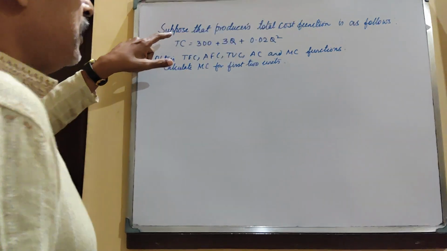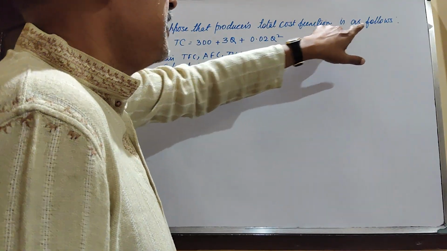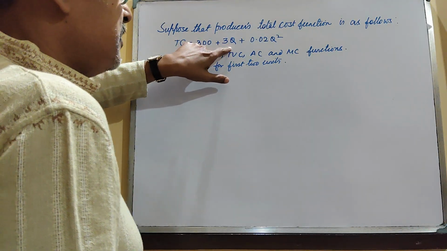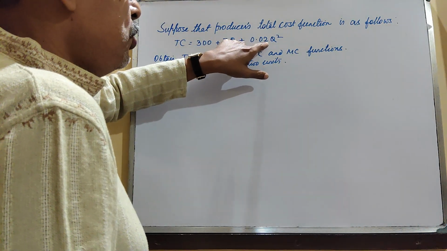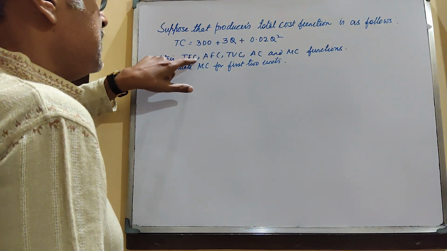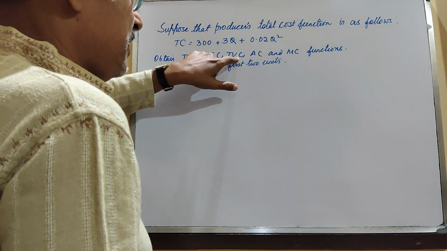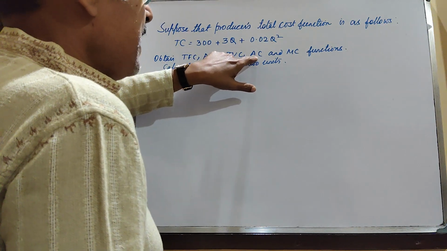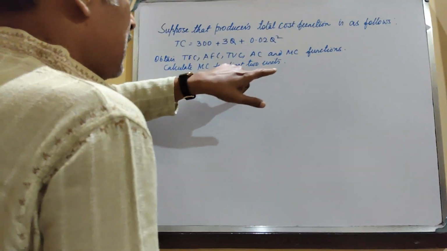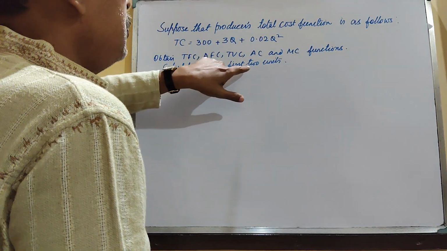Hello, in this video we want to solve this question. Suppose that a producer's total cost function is as follows: TC, total cost, equals 300 plus 3Q plus 0.02Q squared. Q is the level of output. Obtain TFC (total fixed cost), AFC (average fixed cost), TVC (total variable cost), AC (average cost), and MC (marginal cost) functions. Calculate MC, marginal cost, for the first 2 units.